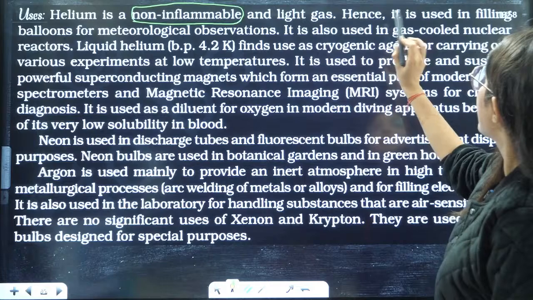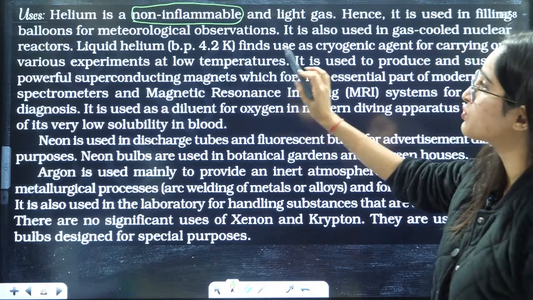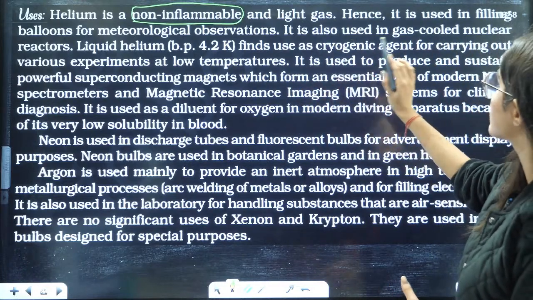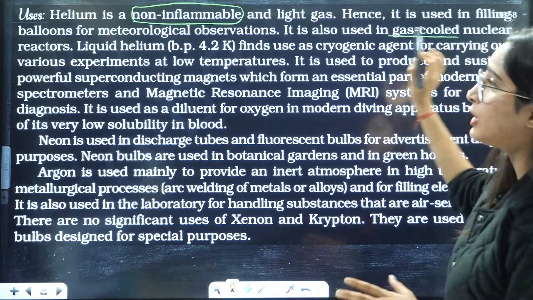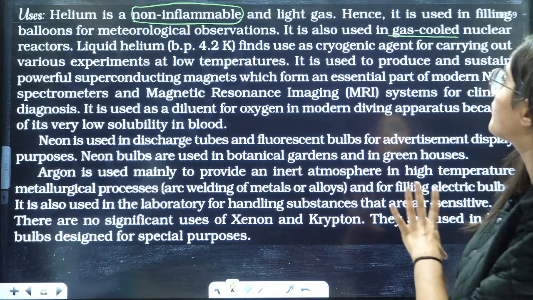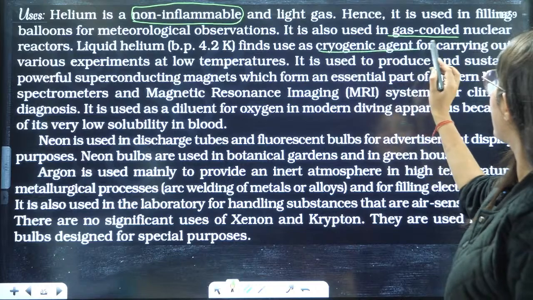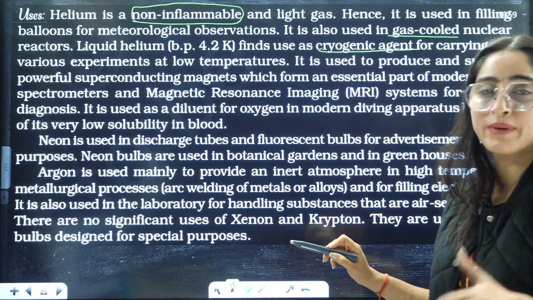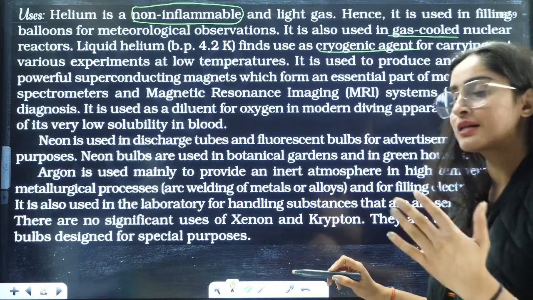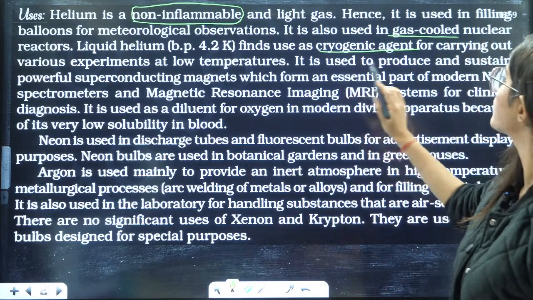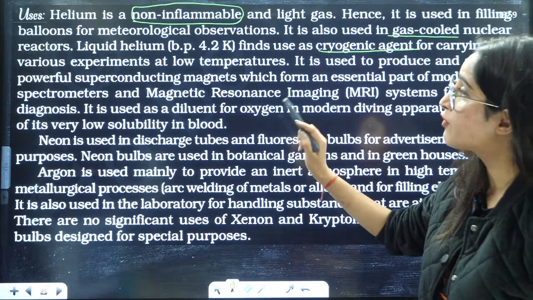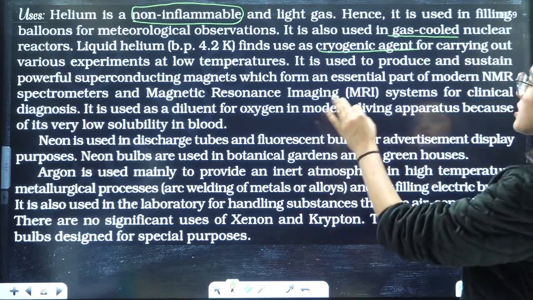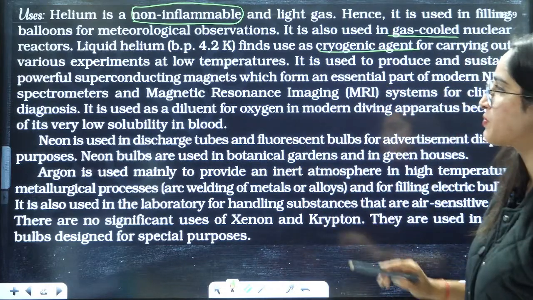And it is a light gas. Hence, it is used in filling balloons for meteorological observations. It is used in gas-cooled nuclear reactors. Liquid helium is used as a cryogenic agent for carrying out various experiments at low temperature. Because it is inert, it can stay for that time. It is used to produce and sustain powerful superconducting magnets, which are an essential part of modern NMR spectroscopy.